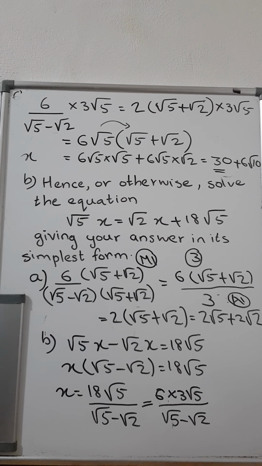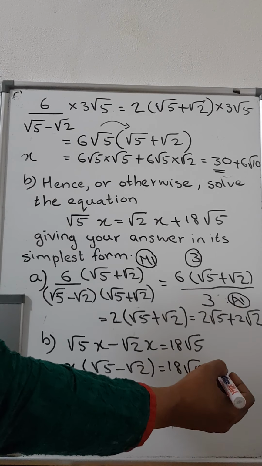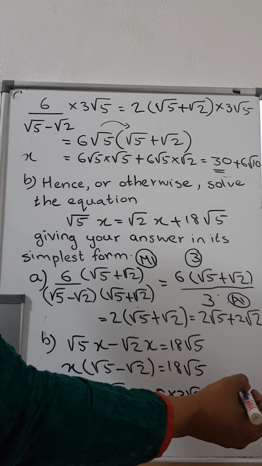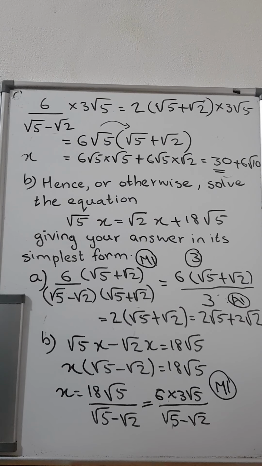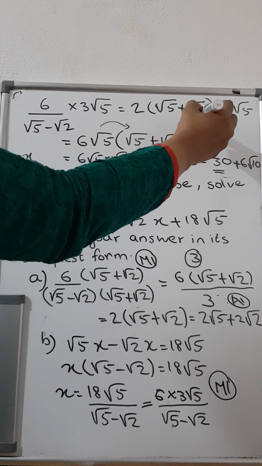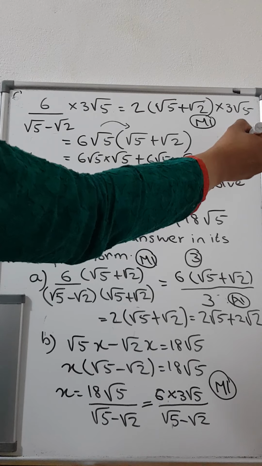So the question carries 3 marks. We get our first mark here when we write x as 18 root 5 divided by root 5 minus root 2, method mark. Here for simplification we will get another method mark, and here for the correct answer we will be getting an accuracy mark.